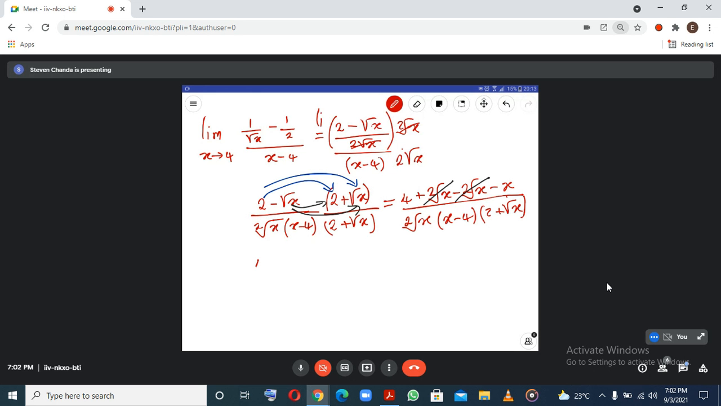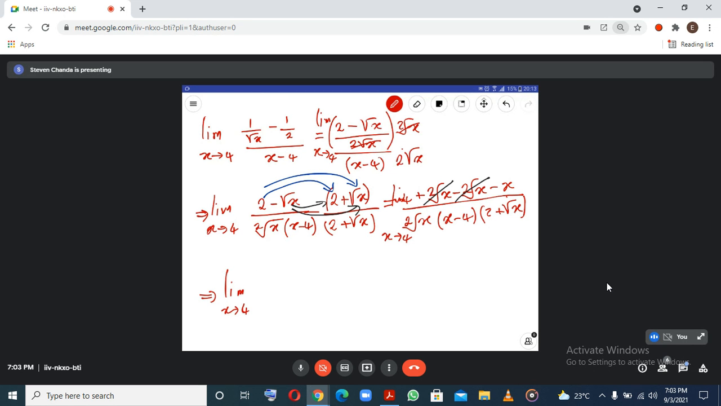So here, there should be limit as x goes to 4. Then even here, remember to put the limit as x goes to 4. Ensure that everywhere there are limits. Always include those as you are solving. So limit as x goes to 4.